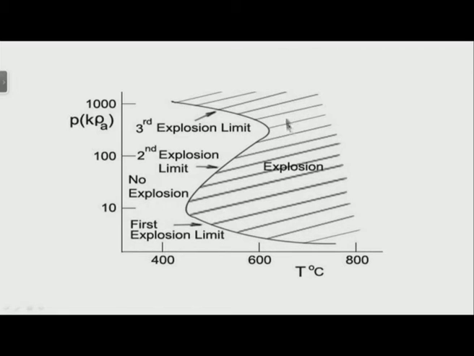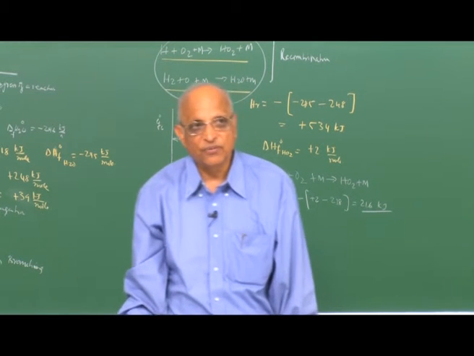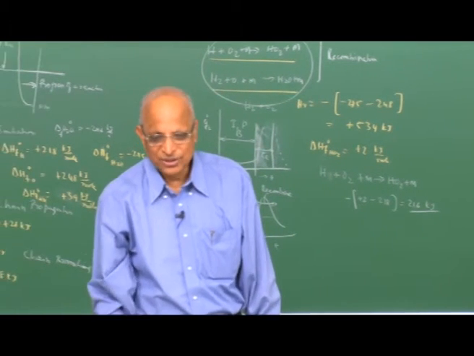Therefore, we have a first explosion limit. Only on the right side, which is shaded, you have explosions. You do not have explosion in this particular region over here. And this is how we interpret explosions for the different explosives. Well, this is all about it.